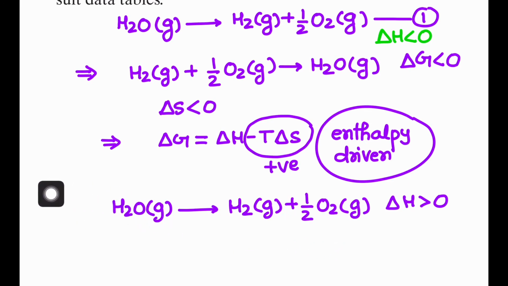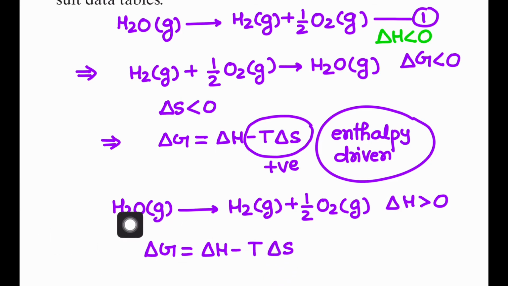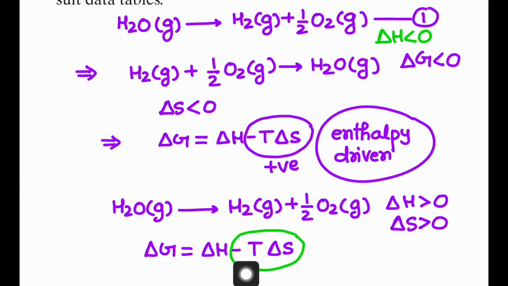Now, if we write the formula to relate delta G and delta H, we have delta G equal to delta H minus T delta S. What about the entropy change in this reaction? In this case, on the left hand side we have 1 mole, and on the right hand side we have 1.5 moles of gas, so entropy change is positive. So temperature is positive and delta S is positive, so the minus T delta S term is overall negative.